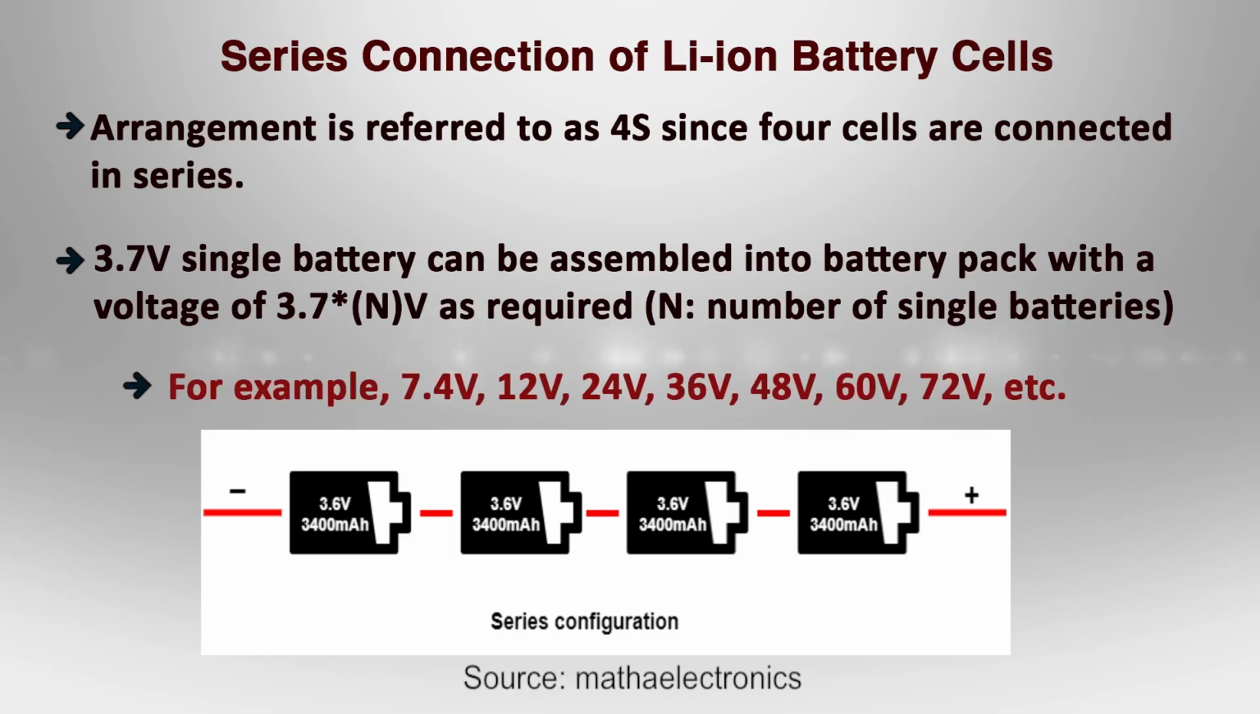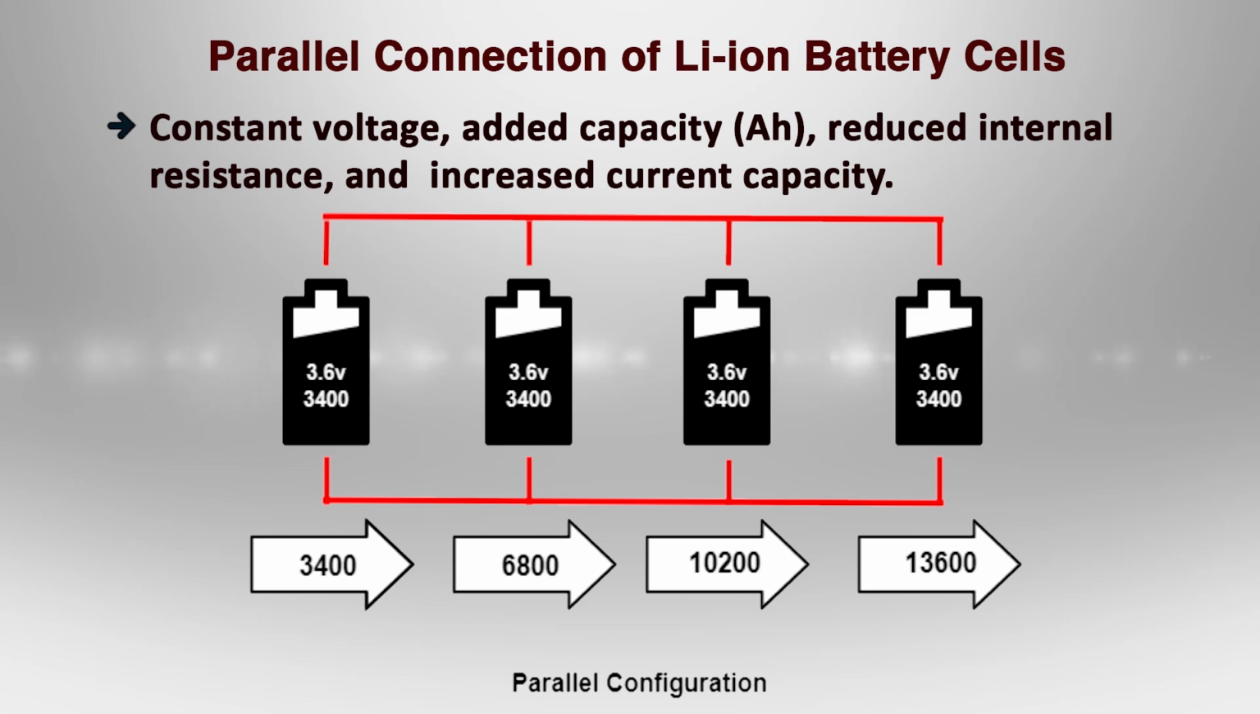So depending upon your requirement, you can make any type of voltage, like 12 volt, 24 volt, 36 volt, 48 volt, 60 volt and 72 volt. Those are the very standard voltages for EV operation. And similarly, we have parallel connection of lithium-ion battery cells as well. If we want constant voltage but want to increase the current level, you need to connect all those battery cells in a parallel manner.